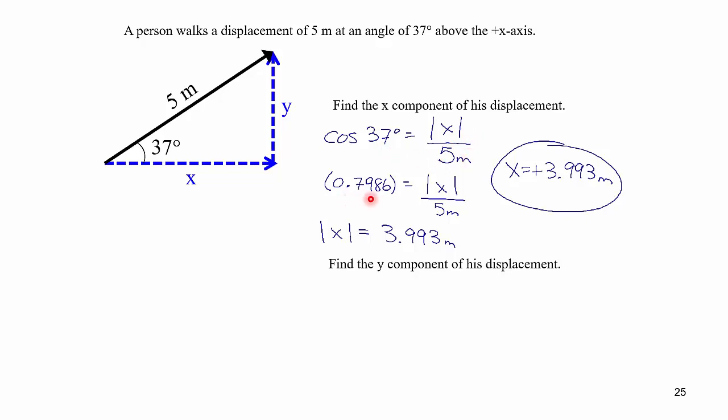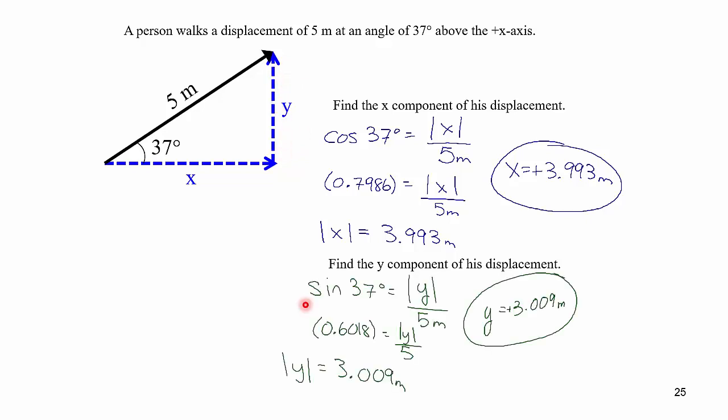I plug in on the calculator, cosine of 37 degrees is 0.7986. So 0.7986 equals x over 5 meters. Or we get that the size of the x component is 3.993 meters. And because this x component is pointing to the right, that x component is positive 3.993 meters. For the y component, that's the opposite side. And so I'm going to use sine. So the sine of 37 degrees is the ratio of the opposite side, y, over the hypotenuse, 5 meters. The sine of 37 degrees is 0.6018. So 0.6018 equals y over 5. And so when I multiply that out, I get that the y component is 3.009 meters. That y component is up, so it's positive 3.009 meters.